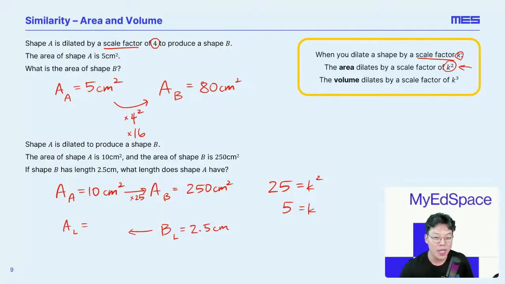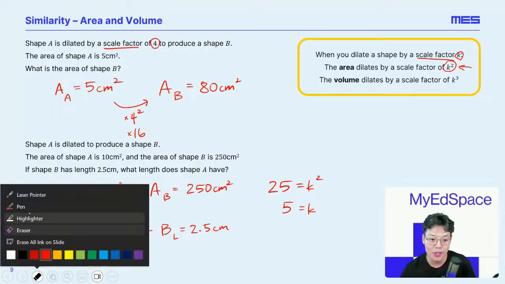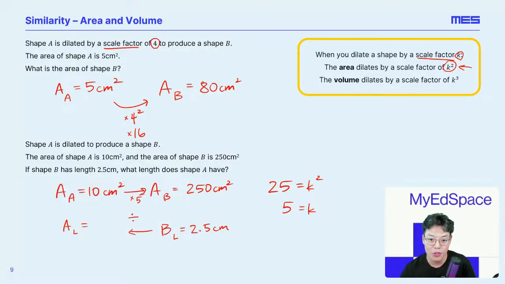If the length of shape B is 2.5 centimeters, we know that the scale factor for the areas was 25, increasing. So going backwards, great, Jiyoung, we'd be dividing, right? Dividing specifically by what? And I'm going to rewrite while you guys type out that answer. I'm going to write this as 5 squared. Great, Logan. Division by the scale factor of 5. Beautiful. 2.5 divided by 5 is 0.5. Don't forget our units of measure, centimeters.